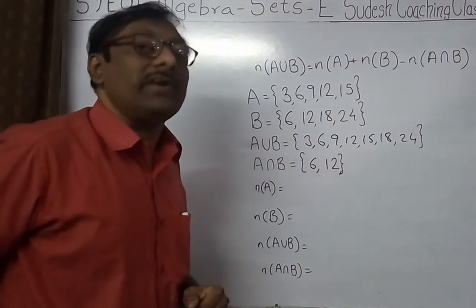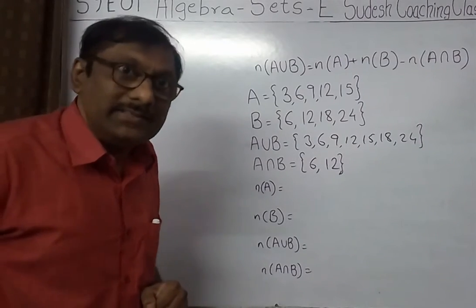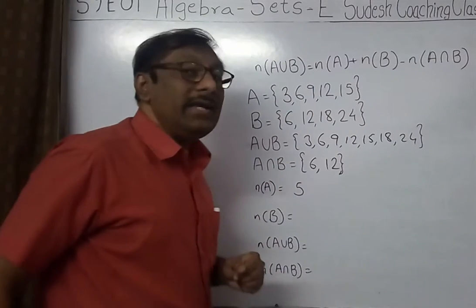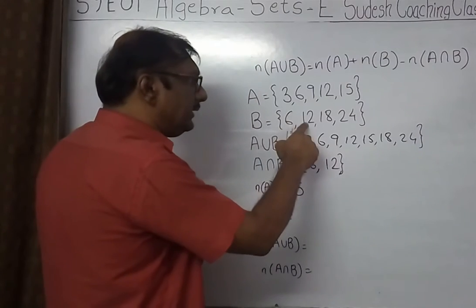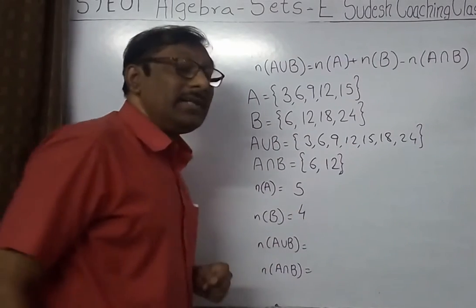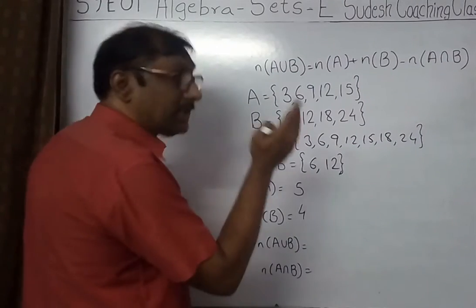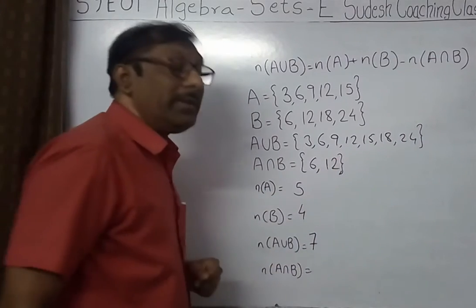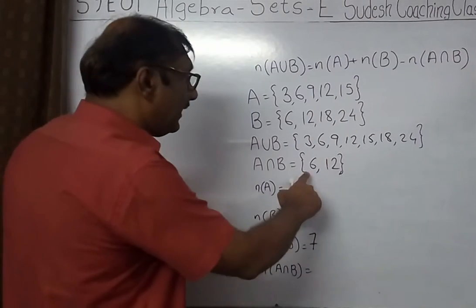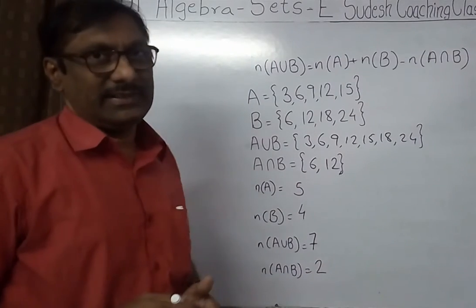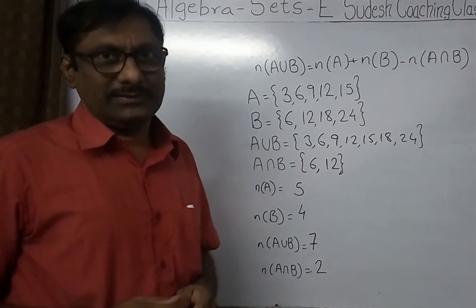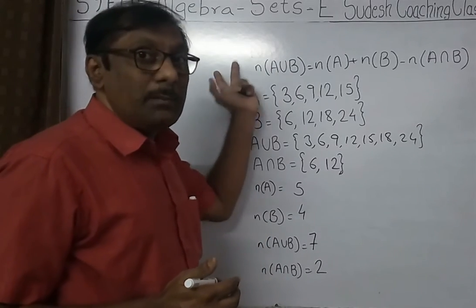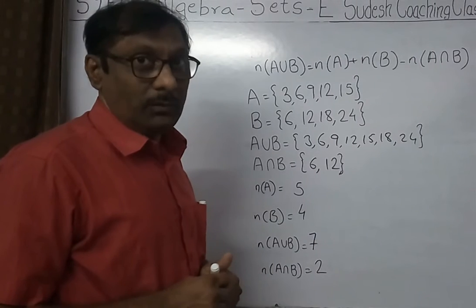But the fun part starts right now. How many elements are there in set A? Count it. 1, 2, 3, 4, and 5. Fine. How many elements are there in set B? 1, 2, 3, and 4. Right. How many elements are there in the union of the two sets? Count. 1, 2, 3, 4, 5, 6, and 7. And finally, how many elements are there in the intersection set? There are only 2 elements in the intersection set. This is the way you calculate the answer, right? Now I'm going to see whether the left hand side matches the right hand side by using this particular formula, right?